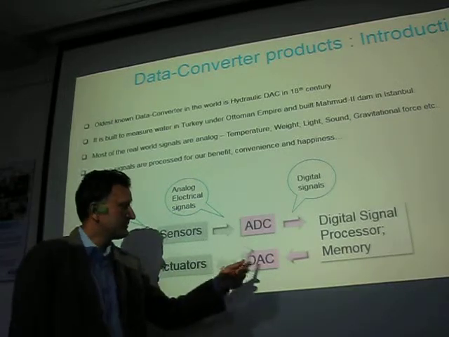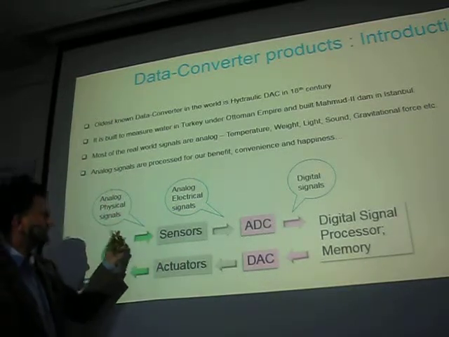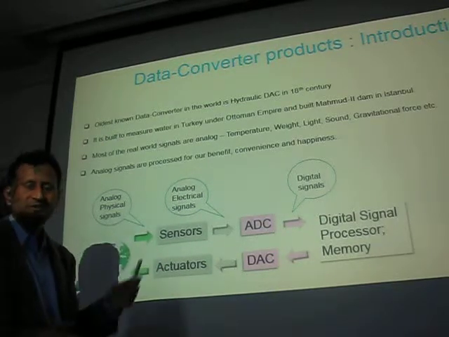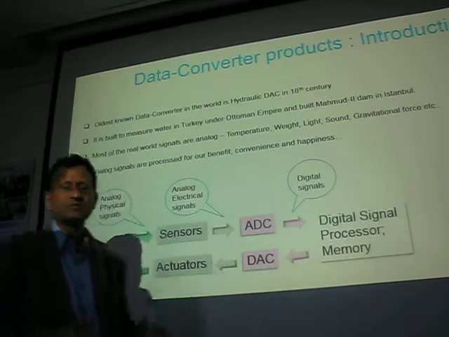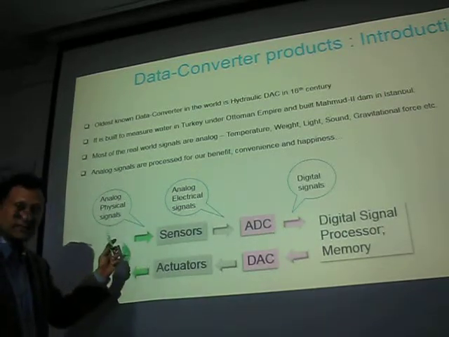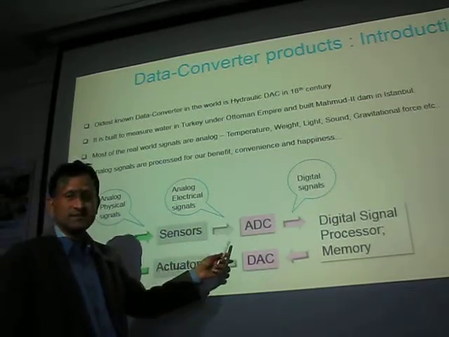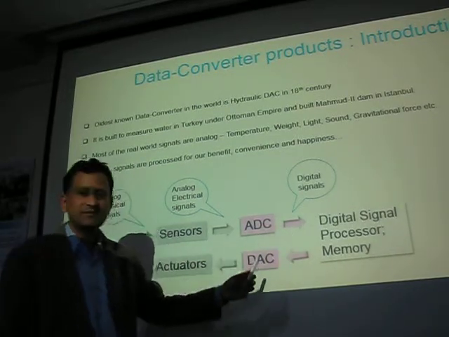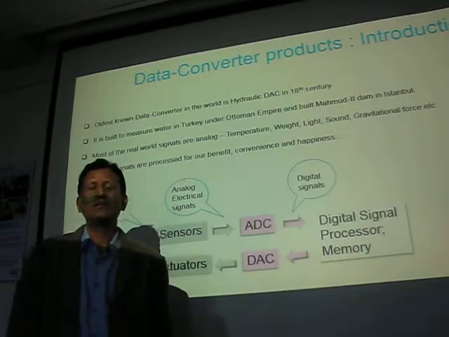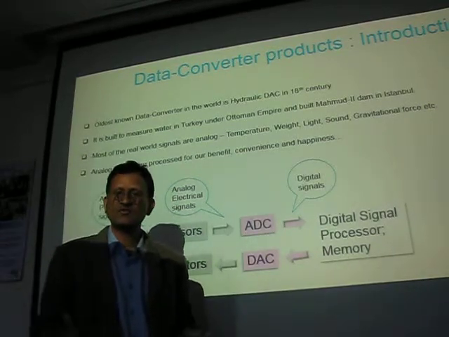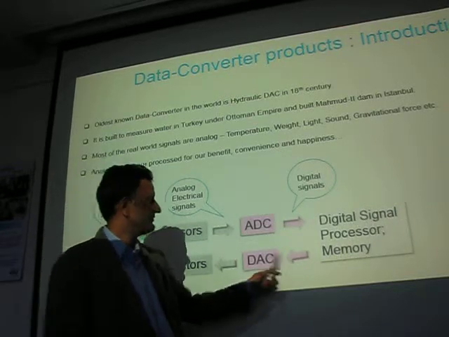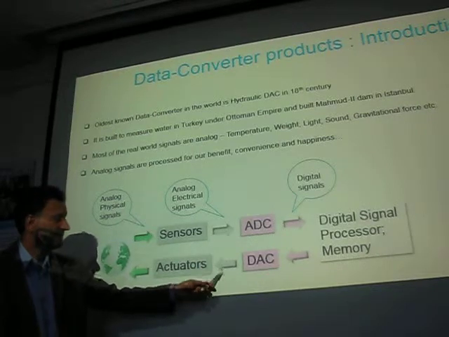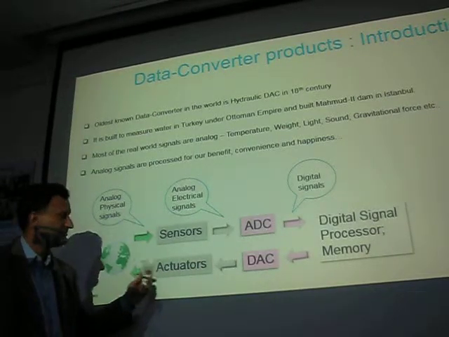So this flow graph is showing these analog signals which are available in this world. How are these processed? First, analog physical signals are converted into electrical signals by sensors, then to digital signals by ADC. We do the digital signal processing in a laptop or computer microprocessor. Then DAC converts it into an analog electrical signal and then an analog signal by an actuator.